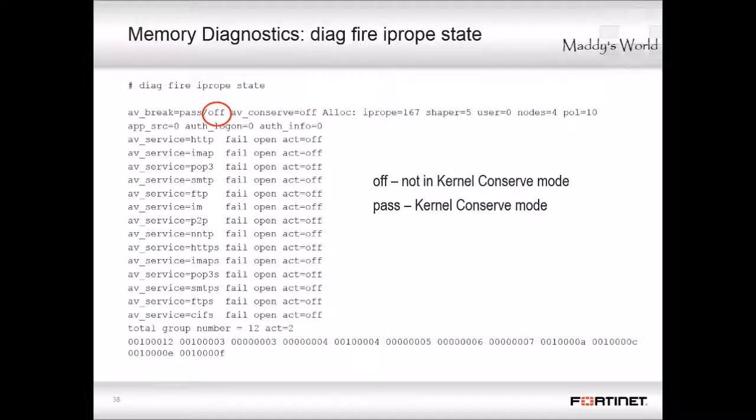Due to the nature of kernel conserve mode, the diagnostic to detect its presence, aside from simply observing the behavior, is a little different and low level. In diag firewall iprope state, if you look right at the beginning, there's an entry for av_break. Much of the output of this command is dictated by the setting for av-failopen and av-failopen-session. But if the unit is currently in kernel conserve mode, auth will show up beside pass.